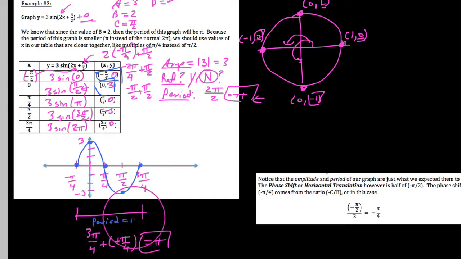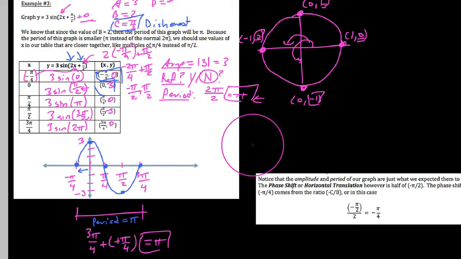But the thing is this. We fully expected that we were going to shift left pi halves because we're used to the c value being in charge of horizontal translation. But noticing here that we had a b value of 2, it actually affects this horizontal translation. So we shifted left pi fourths here instead of left pi halves.